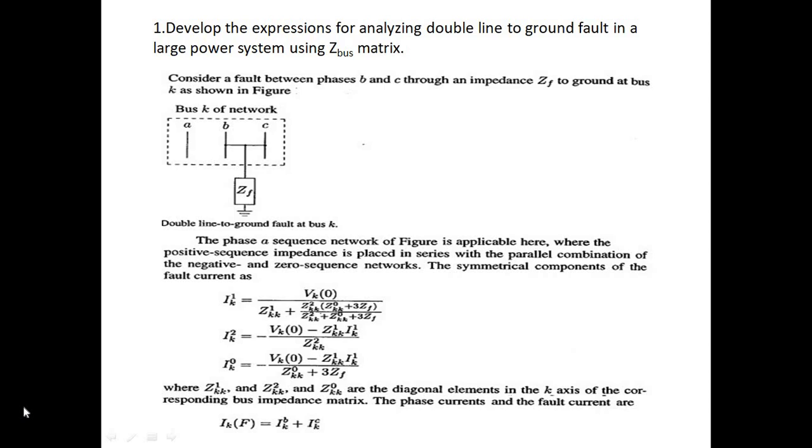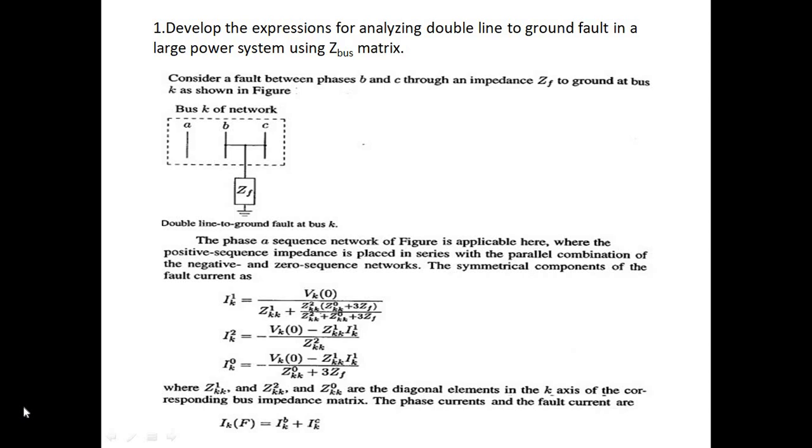The phase A sequence network of the figure is applicable here, where the positive sequence impedance is placed in series with the parallel combination of the negative and zero sequence networks. The symmetrical components of the fault current are: IK1 is equal to VK0 divided by ZKK1 plus ZKK2 into ZKK0 plus 3ZF divided by ZKK2 plus ZKK0 plus 3ZF.